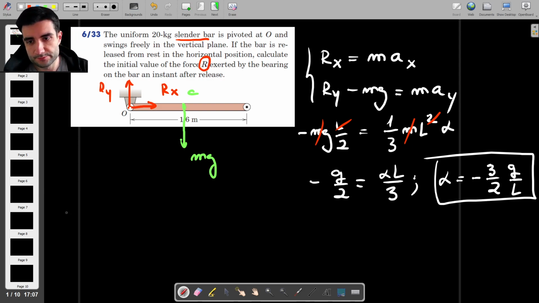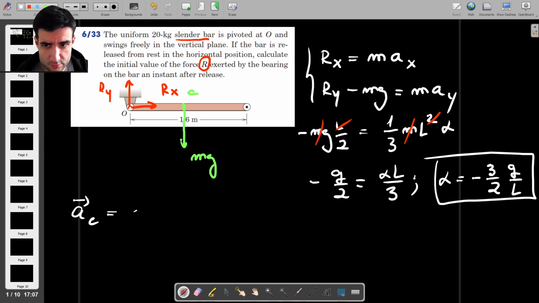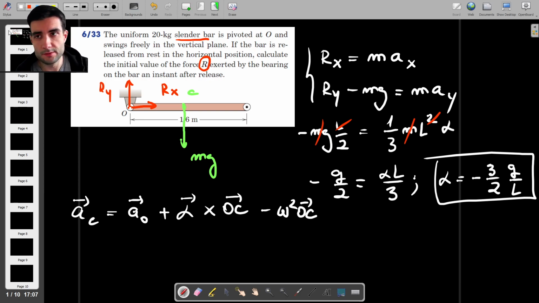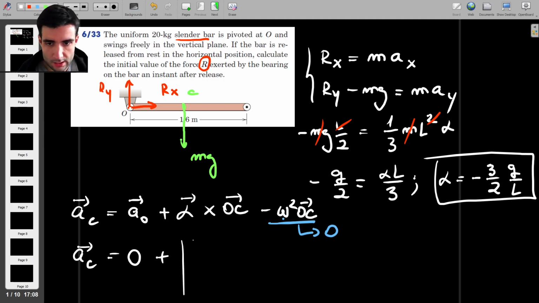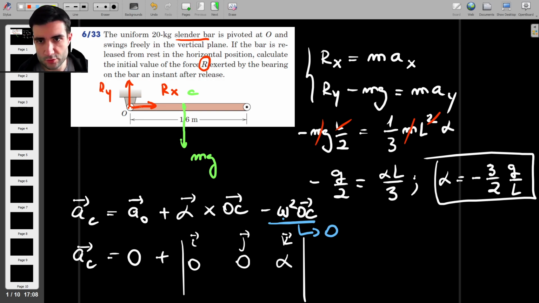And here's how we do that. I'm going to say the acceleration of C is equal to the acceleration of O plus the angular acceleration cross OC, and then minus omega squared OC. This term is zero because the bar is still at rest in this moment, so there's no angular velocity. So we can say that the acceleration of point C is equal to zero, because the hinge is not going anywhere, plus the determinant with i, j, and k, then 0, 0, alpha, and then OC purely has an x component, so that is L over 2, 0, and 0.